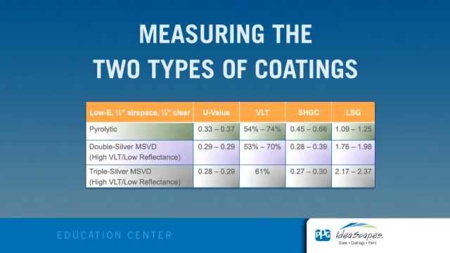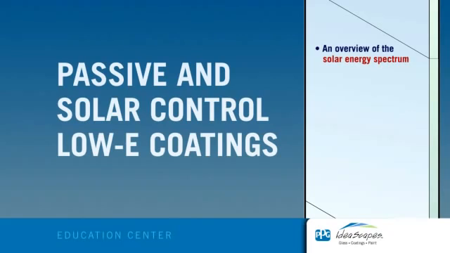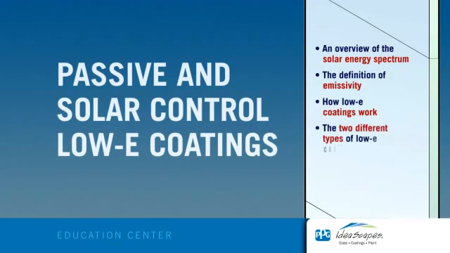As a general rule, passive low-E coatings work well in heating-dominated climates, while solar control low-E coatings are typically recommended for cooling-dominated climates. To wrap up, today we covered the solar energy spectrum, the definition of emissivity, how low-E coatings work, the types of low-E coatings, and how low-E coatings improve a window's performance numbers.